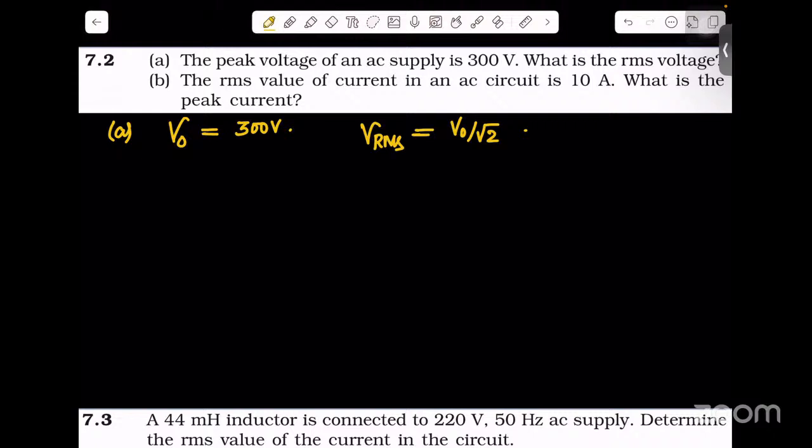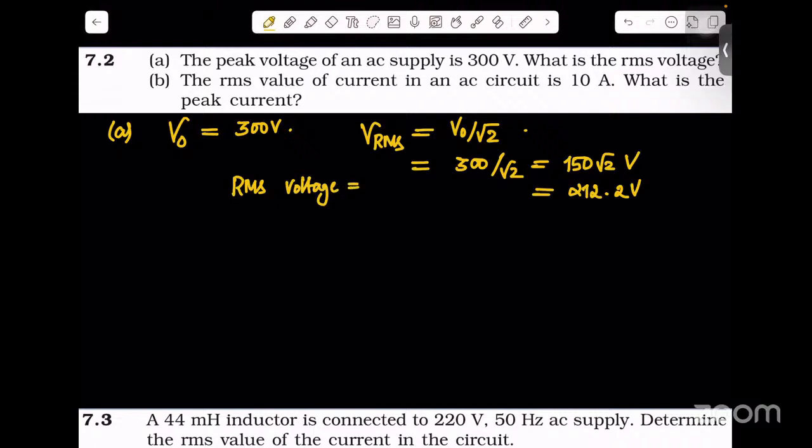All right, I guess everyone is clear up to this. So substituting the value, we have 300 upon root 2, which is 150 root 2 volts, which is 212.2 volts. Hence the RMS voltage in the question is 212.2 volts. This is the answer.